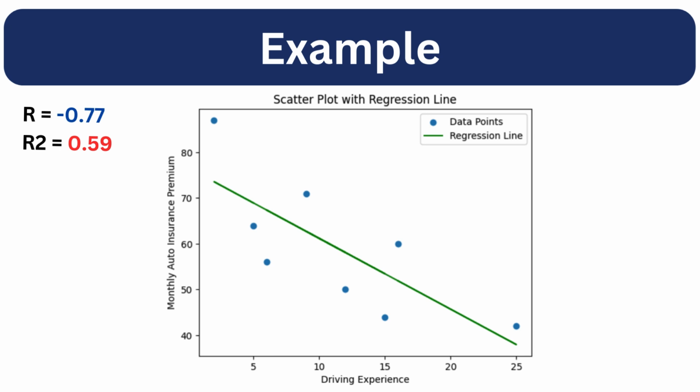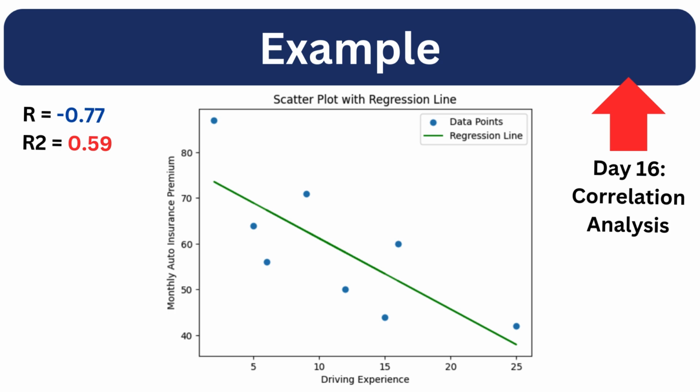We can also represent their relationship using a scatter plot. Here the blue dots are the data points and the green line is the regression line that we have calculated. We can see the downward trend of the data, and the R coefficient shows a negative and a moderate to high correlation, where the R2 score is 0.59, which means that the independent variable can explain 59% of the variance in the dependent variable. For further details and formulas, please watch Day 16 correlation analysis.